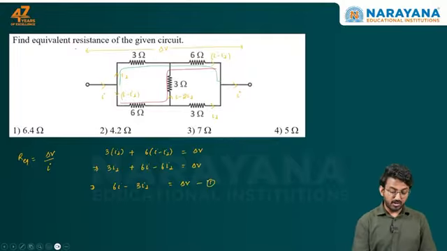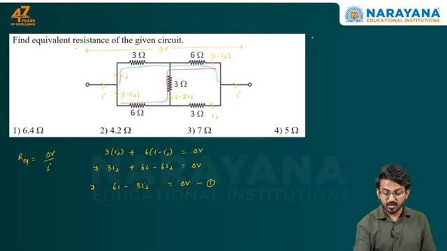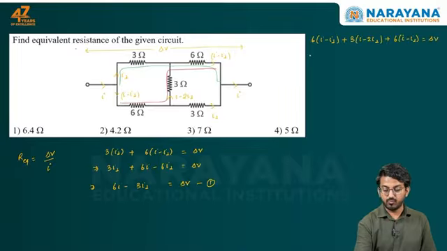So now we can write the equation for the remaining, the red path here, where I will have 6 times I minus I1, plus 3 times I minus 2I1, plus 6 times I minus I1, and that is the entire delta V with us.